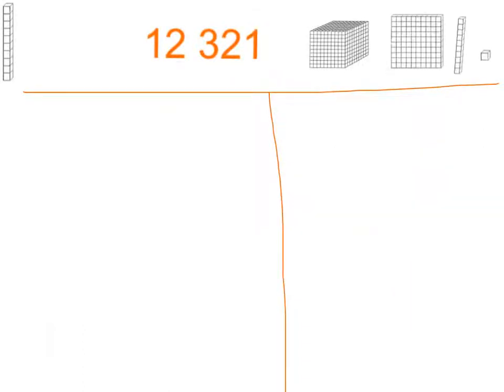Let's have a look at the number on the top of this page. We have the number 12,321. We're going to have a look at different ways we can use the blocks to represent this number. So, how many thousands blocks would I need to represent this number? Yep, I would need 12, so let's count them.